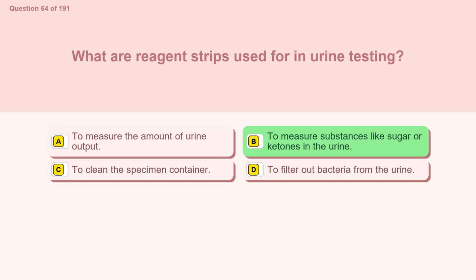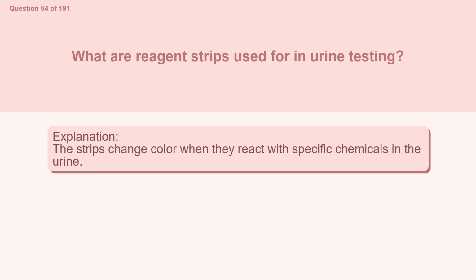The correct answer is option B. To measure substances like sugar or ketones in the urine. The strips change color when they react with specific chemicals in the urine.